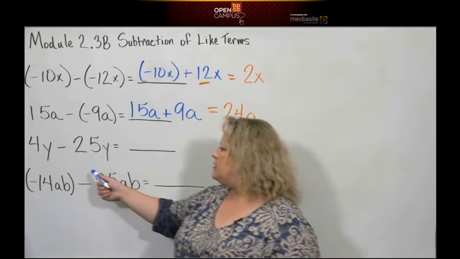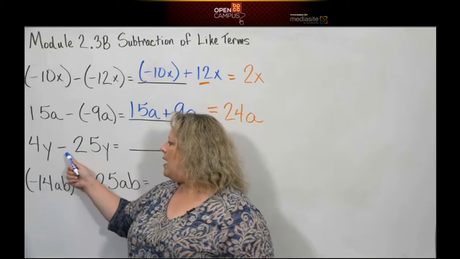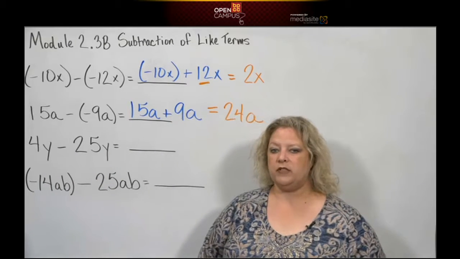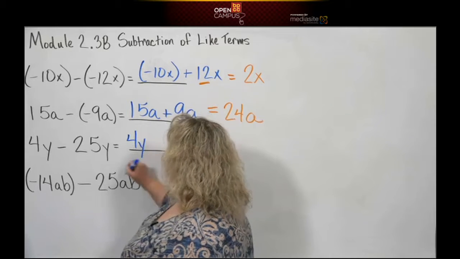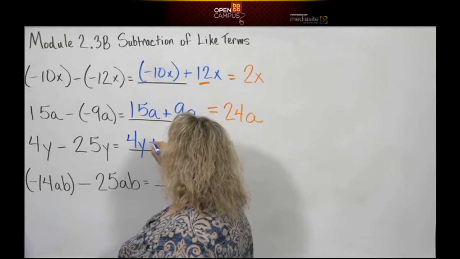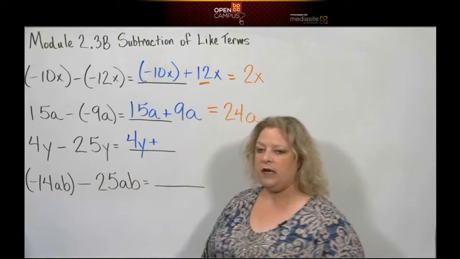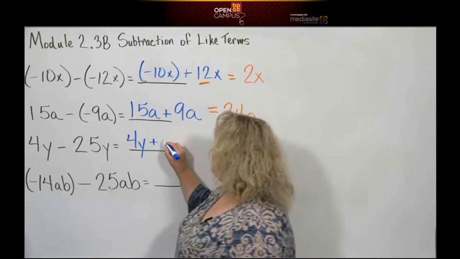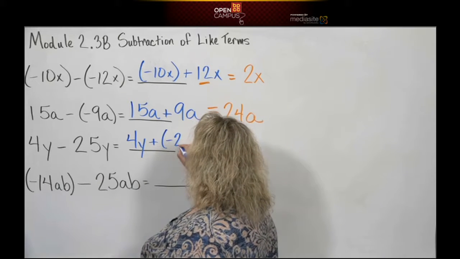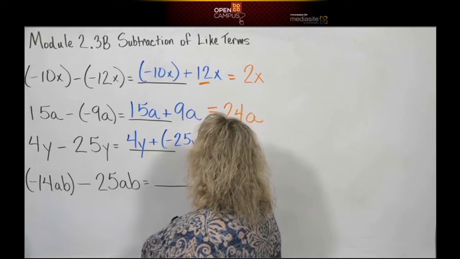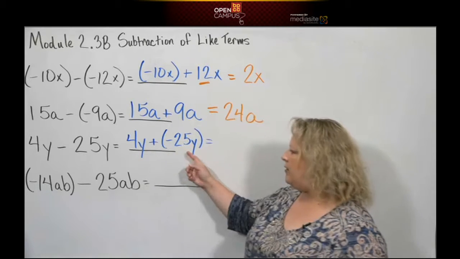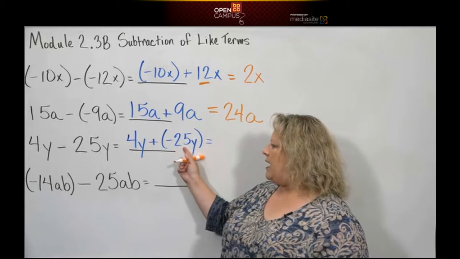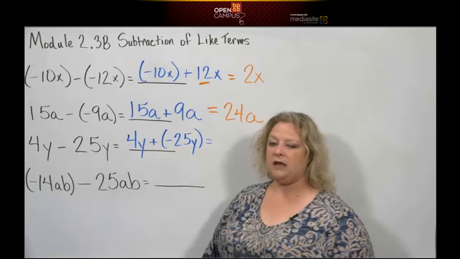All right, let's do another one. 4y minus 25y. We're going to rewrite that. 4y. Change subtraction to addition. And I want the opposite of 25y. So the opposite would be a negative 25y. And I'm using the parentheses just to show you that that's my negative value. So I have a negative 25, I have a positive 4.